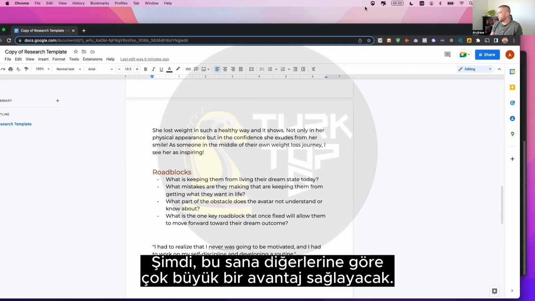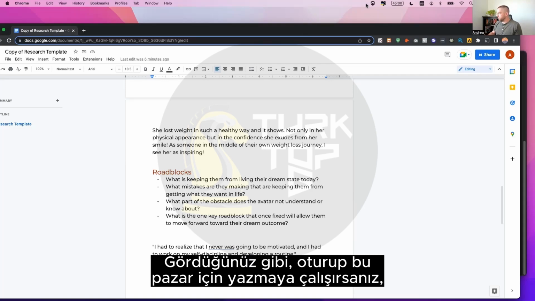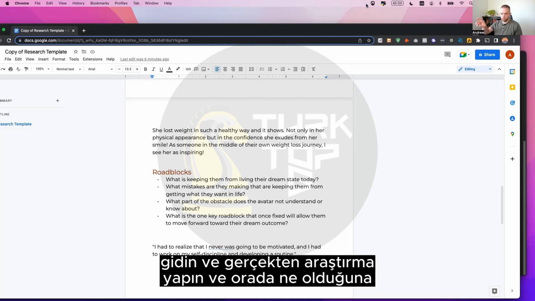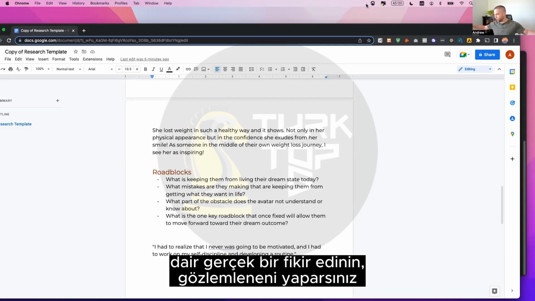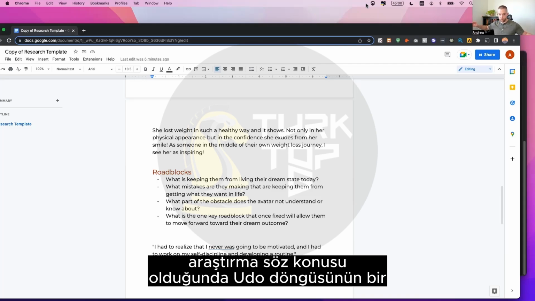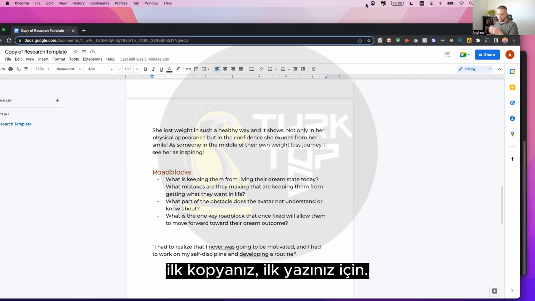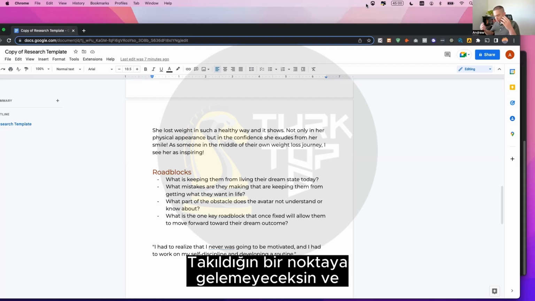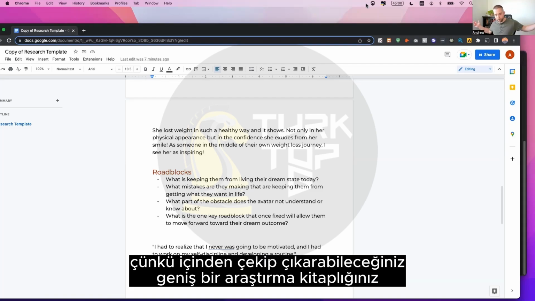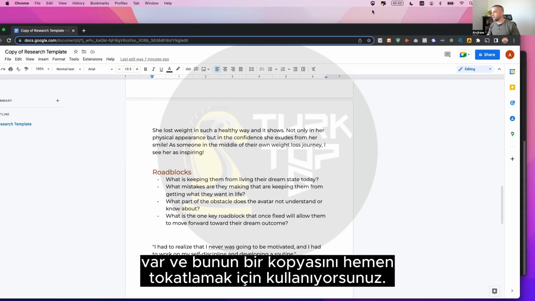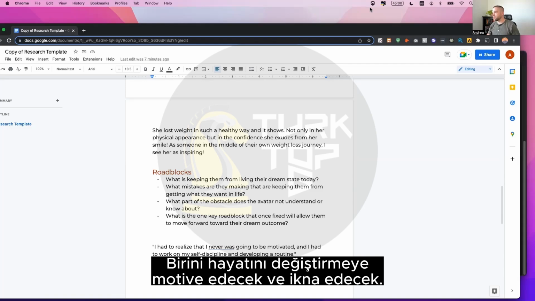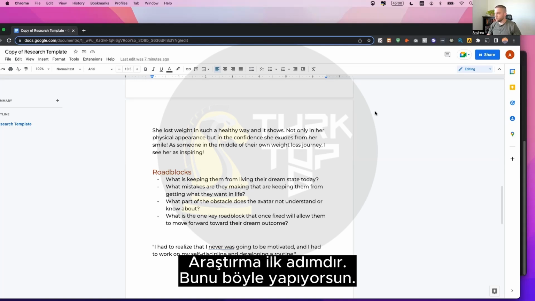Now, this is going to give you a huge advantage over anybody else. As you can see, if you just sat down and tried to write for this market, sure, maybe you get a few things right. But if you actually do the research and get a real feel for what's out there, you do the observe part of the OODA loop when it comes to research, you're able to come up with a better hypothesis for your first piece of copy, your first writing, right? You're not going to reach a point where you're stuck and like, I don't know what to write next, because you have a vast library of research that you can pull from and use to immediately slap down some copy that's going to catch attention. It's going to motivate and persuade someone to change their lives. Research is the first step. This is how you do it.